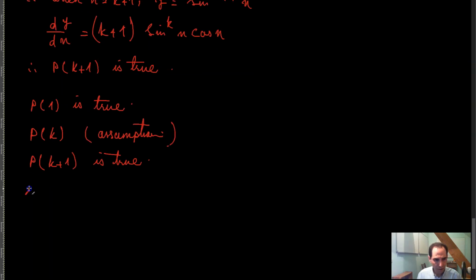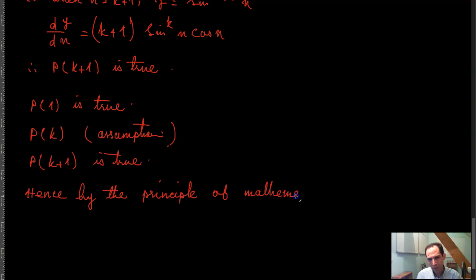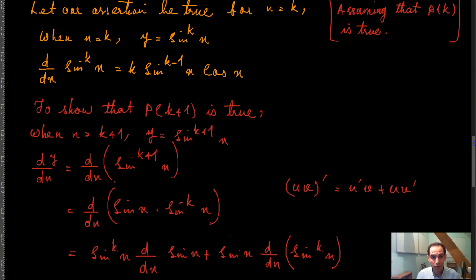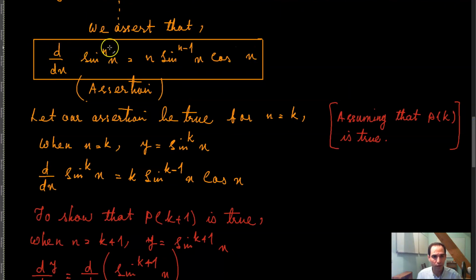And hence, by the principle of mathematical induction, P of n is true. That is, d by dx of sine raised to the power n of x is equal to n times sine raised to the power n minus 1 of x times cos x, right? So that is basically that.